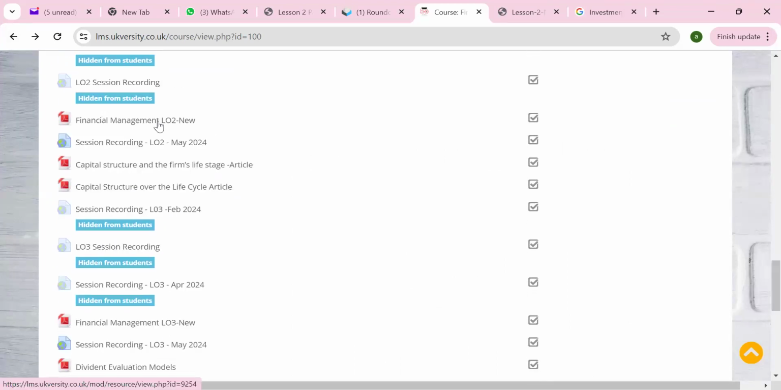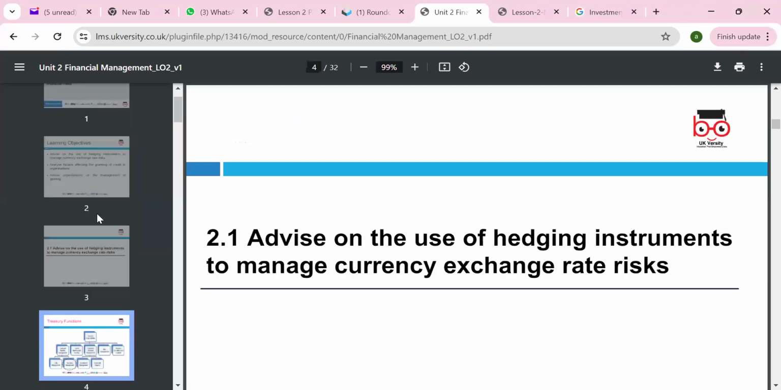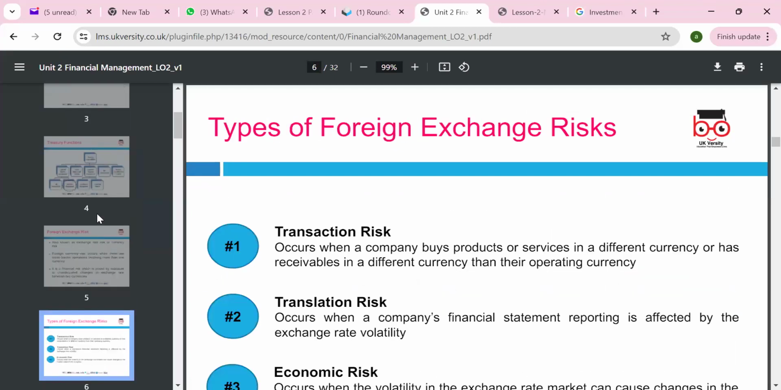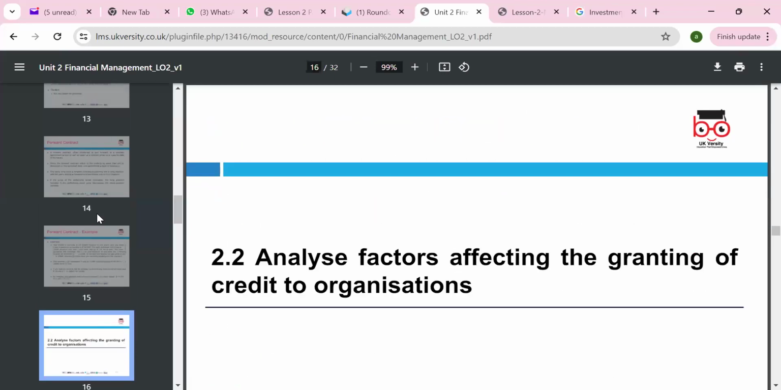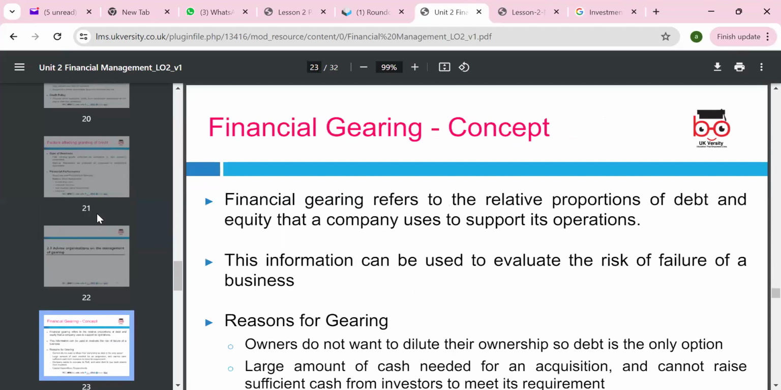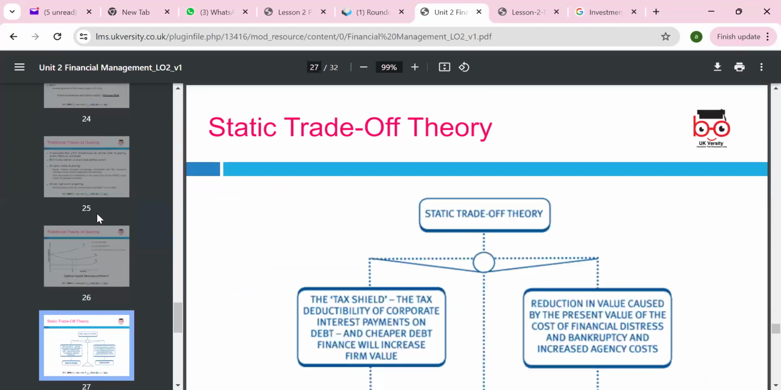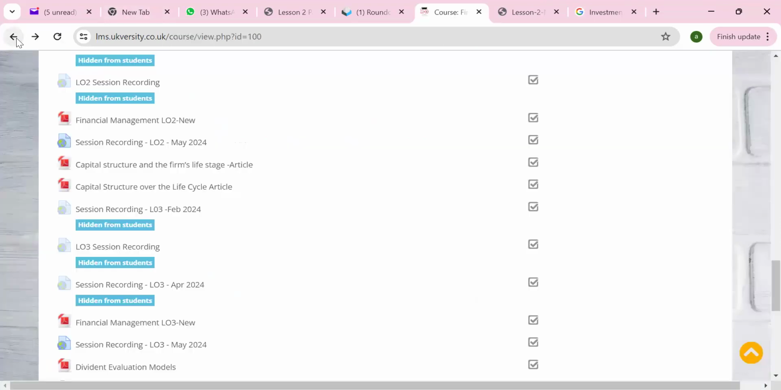Look, learning outcome two, what is it about? We prepare managing risk. We discuss different types of risk and how we can manage risk. We discuss credit, what credit policy can be, and financial gearing, with all the examples in different fields. So it's quite good to go through this for the writing purposes.